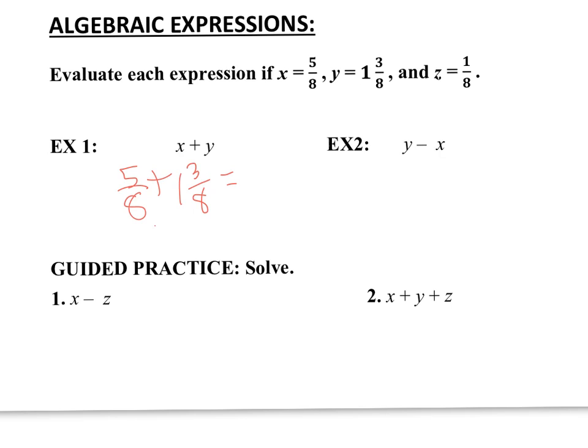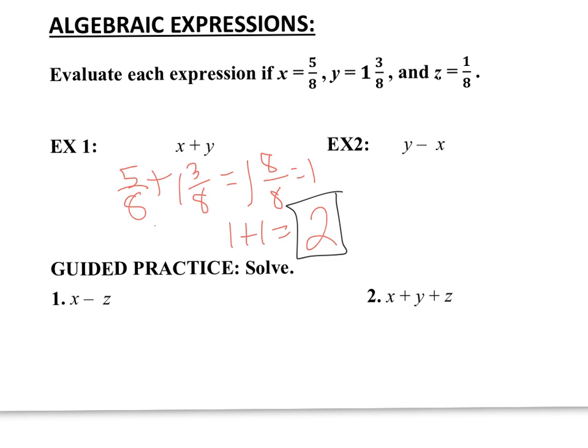So in this case, I'm simply going to keep the whole number 1, and I'm going to add 5 plus 3, which gives me 8 over 8. And because it's 8 over 8, 8 over 8 actually equals 1, so in reality I'm just going 1 plus 1, because I have to add the original whole number along with the 8 over 8. So my final answer is 2.